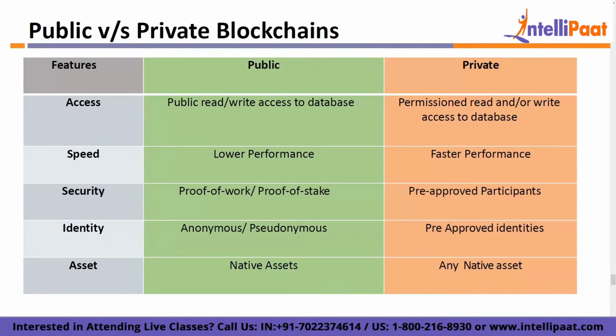In contrast, in private blockchains, pre-approved identities are used. Any participant that is participating or created inside a private blockchain is given a unique identity, and that is already approved and used in all transactions initiated by him and to validate him by the validators. Assets. Native assets are used in public blockchains, and in private blockchains, any asset can be used as a native asset in order to store the transactions. So this was all the comparison between public and private blockchains.